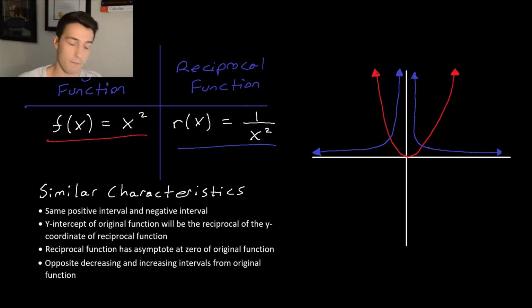And I won't go through all of these, but I'll go through the last one where we have the opposite decreasing and increasing intervals from the function. So for this quadratic, we actually have a change. We have a decreasing interval in quadrant 2 over here, and then we have an increasing interval. So the reciprocal function is going to be the opposite of that. In quadrant 2, the reciprocal function is increasing during that interval, and in quadrant 1, it's decreasing. So again, it matches up that the original function is going to have opposite intervals for increasing and decreasing compared to the reciprocal function.